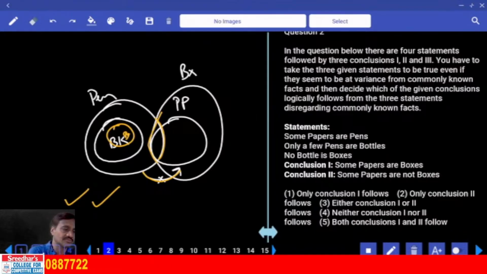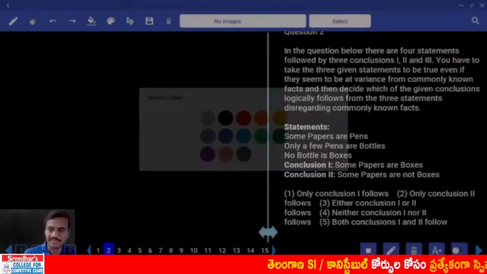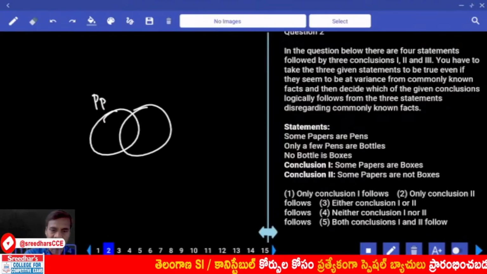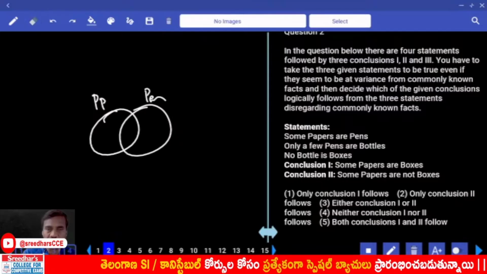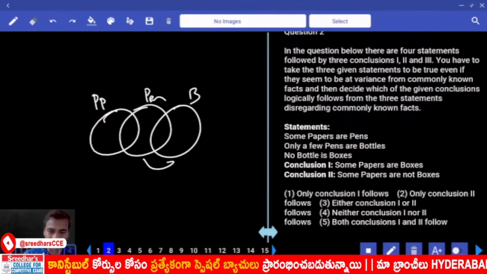Then coming to question number 2. Now the second one. Some papers are pens. These are the papers and these are pens. Some papers are pens and only a few pens are bottles. Some pens are bottles but not all.